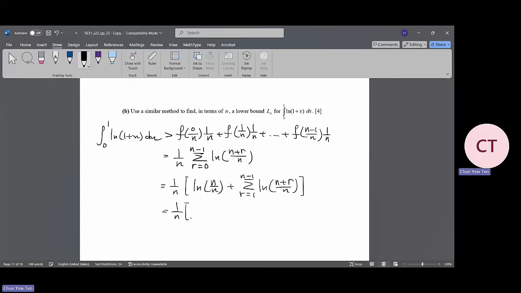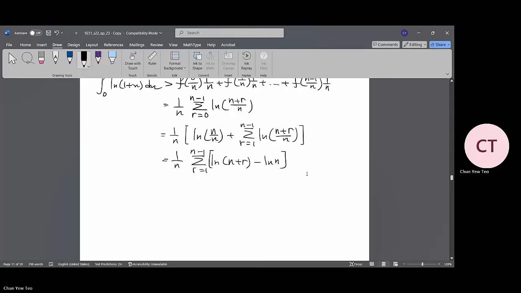So this is a 0 plus the, I no need to write 0. 0 is understood already, so I no need to write it out. So this one r equal to 1. This one is a ln n plus r minus a ln n. Okay. Then you just need to apply the same concept. This will be a ln n plus 1 plus ln n plus 2 plus until ln 2n minus 1 minus the n minus 1 ln n.